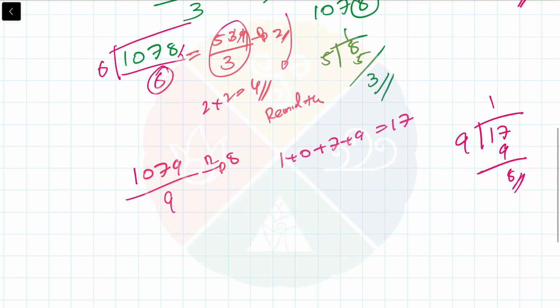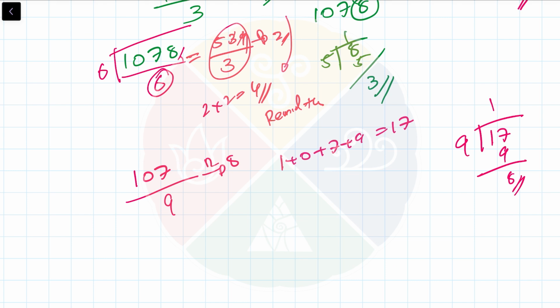So that's not okay. Wait, my mistake. This is not 9. We are supposed to check with the value 1078. Yeah, now I can check. So this is going to be 17. No, yeah, 1 plus 0 plus 7 plus 8, 16.